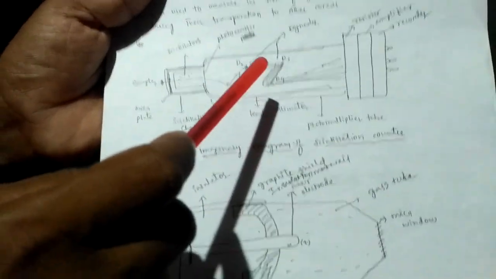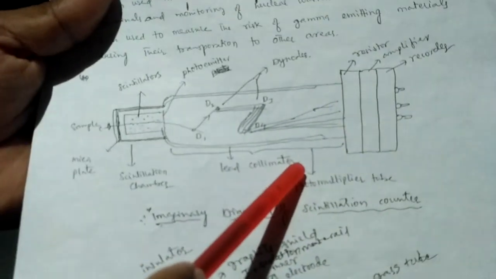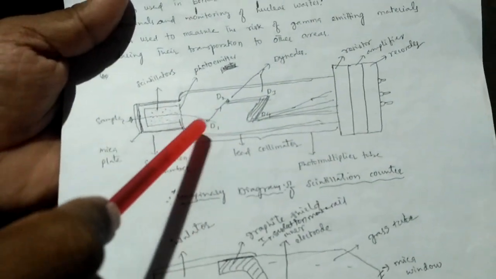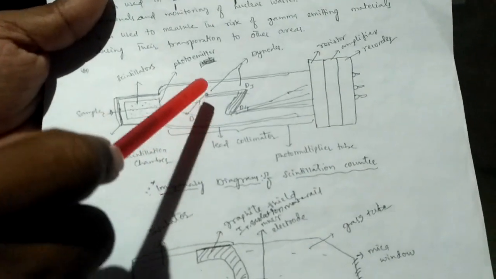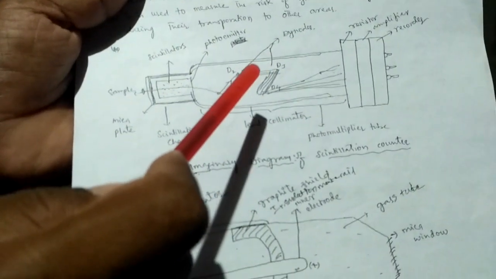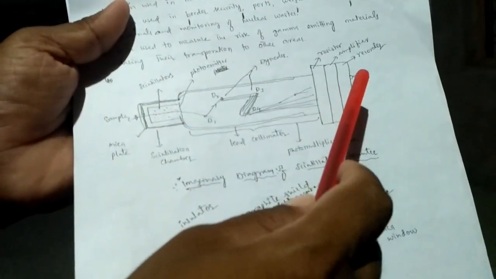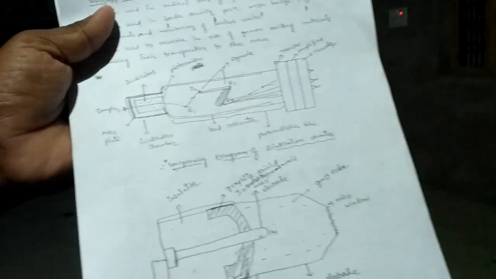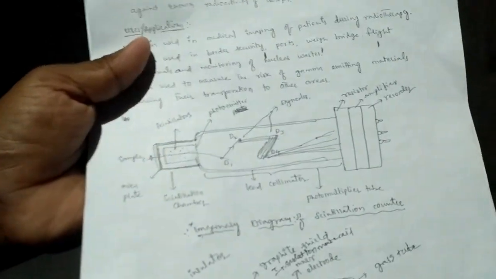This photomultiplier tube is covered with a lead collimator, and it also consists of a series of diodes, designated as D1, D2, D3, D4, and so on. Next, it consists of a resistor, amplifier, and recorder at the other end of the photomultiplier tube. This is the design and setup of the instrument.